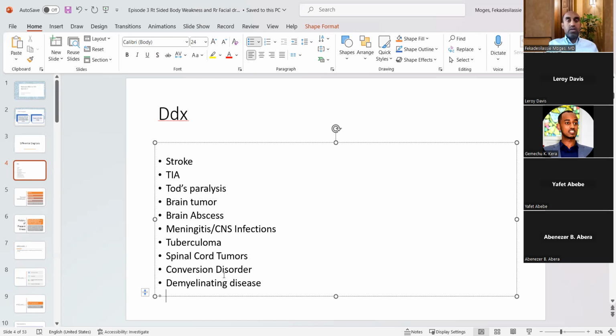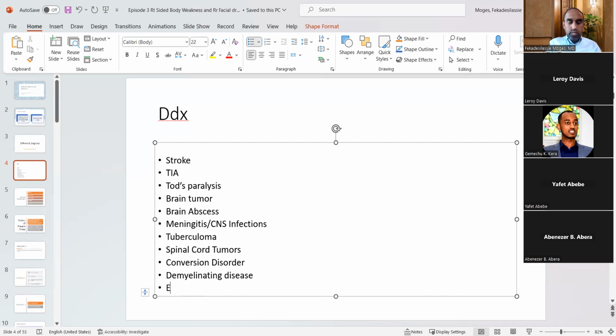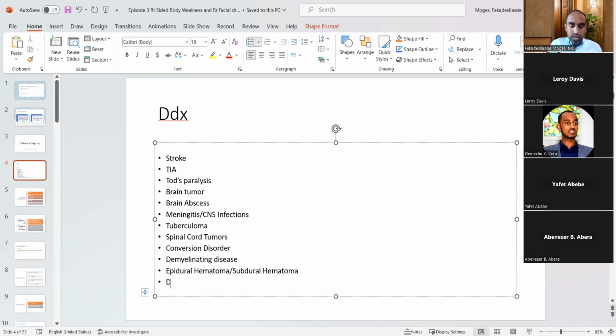Guys, be mindful of our time limits. We dedicated 5 minutes for differential diagnosis. Anything else? Epidural hematoma. So subdural hematoma or extra-axial bleeding. They are extra-axial bleeding. Okay, what else? And consider venous thrombosis, maybe. Dural venous thrombosis.